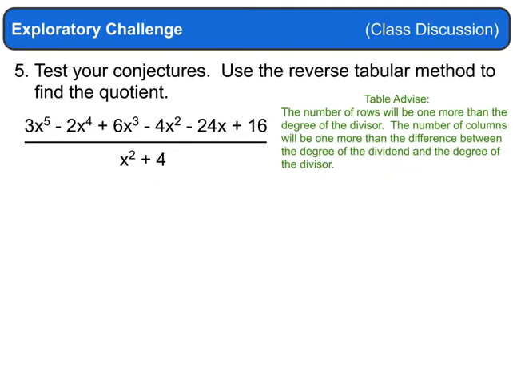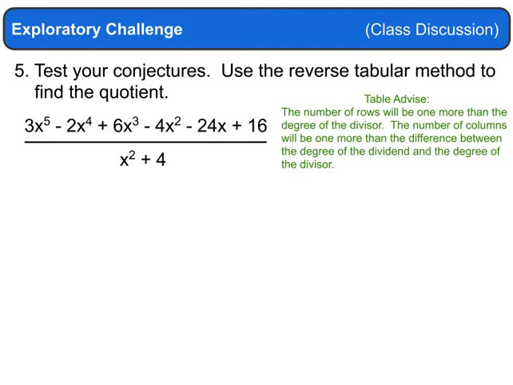Right, so here's one to try. If you have not already tried one on your own, you could try this one. It says test your conjectures, use the reverse tabular method to find the quotient. So you might want to pause the video, give it a try. If you think you need to watch another one, then that's fine. You could just continue watching the video, otherwise pause it.